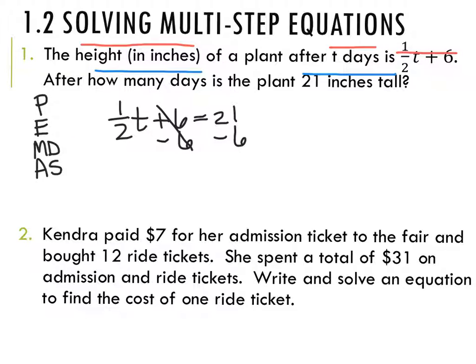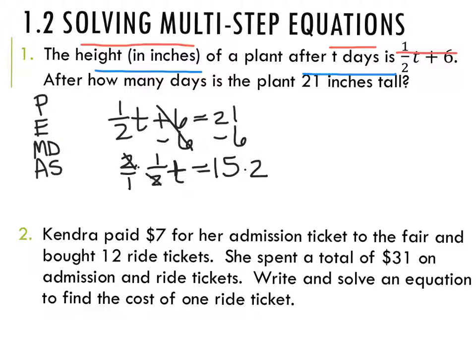Remember, the positive 6 and a negative 6 cancel out, and so I'm just left with 1/2 t equals 15. Now I need to get rid of that multiplication, or times by a half, and in order to do that I can either divide by the 1/2, or I can remember that I can multiply by the reciprocal. So you can either write out the division first and then multiply by the reciprocal, or you can multiply by the reciprocal right away. It is up to you.